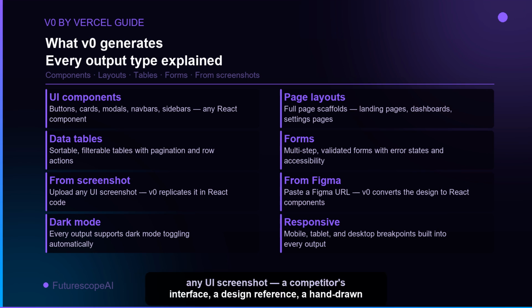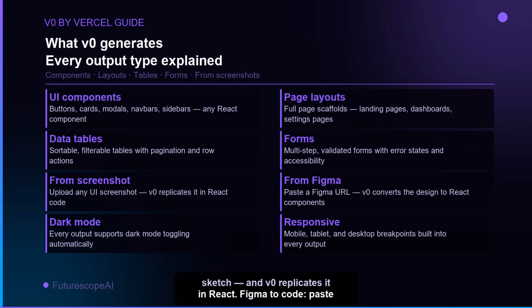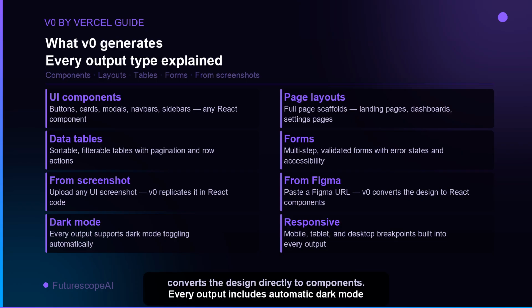Screenshot to code, upload any UI screenshot, a competitor's interface, a design reference, a hand-drawn sketch, and V0 replicates it in React. Figma to code, paste a Figma frame URL and V0 converts the design directly to components. Every output includes automatic dark mode support. And every output is responsive, mobile, tablet, and desktop breakpoints are built in.